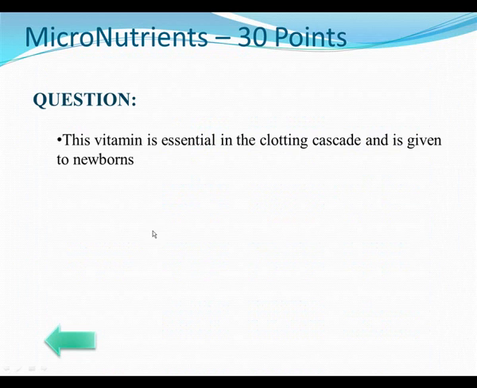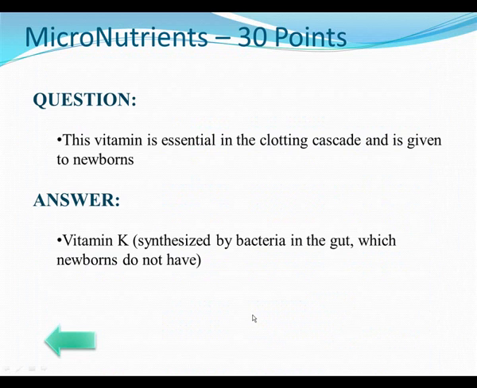This vitamin is essential in a clotting cascade and is given to newborns. This is something, if you've worked with babies or you remember working in the newborn nursery, you gave this. This is that little, how they say you do eyes and thighs on new babies. Well, the eyes is the antibiotic you put in the eyes, and the vitamin K is the shot that you give. Vitamin K is synthesized by the bacteria in your gut. That's where you get your vitamin K from. Newborns do not have that vitamin K because they don't have bacteria in their gut yet. They have a sterile gut.